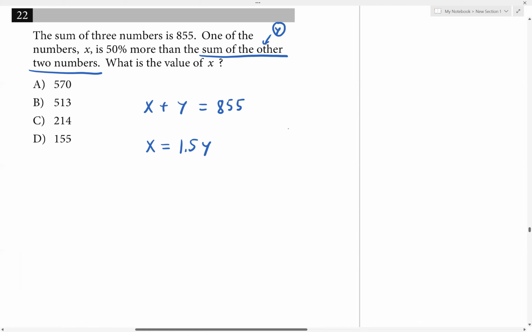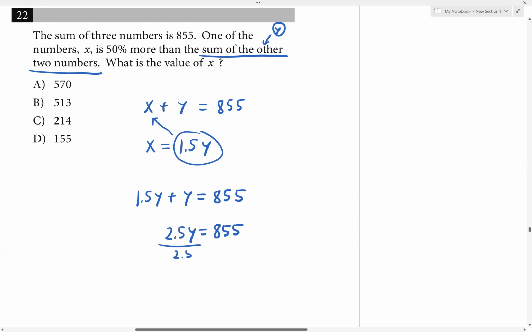Now to solve for x, we can do a substitution method here, and we know x is equal to 1.5y. We can take that and plug in for x here. Then the equation becomes 1.5y plus y equals 855. On the left side that is 2.5y equals 855. To solve for y, we divide by 2.5 on both sides. That gives us 855 divided by 2.5, which is 342. But that's a y value, right?